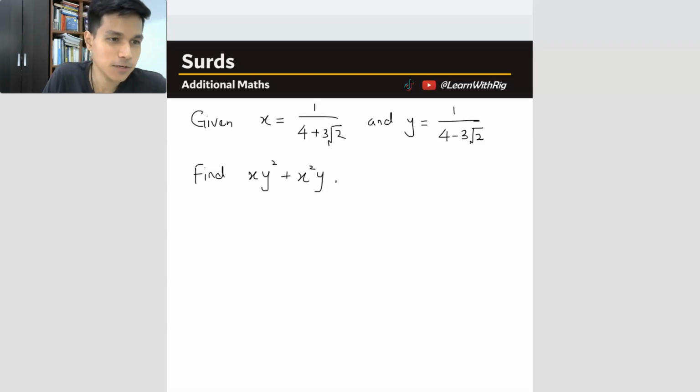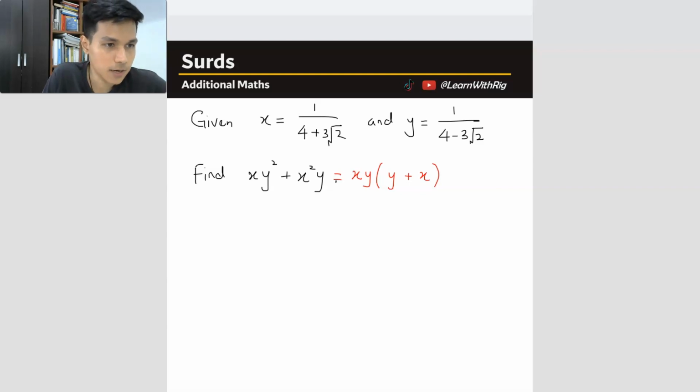xy squared plus x squared y, you can actually factorize them, right? You can factorize x, you can factorize y. So you have xy times y plus x. Correct? Did I do it correctly? Yeah, y plus x. Correct. So instead of solving this, what I can do is do it separately.